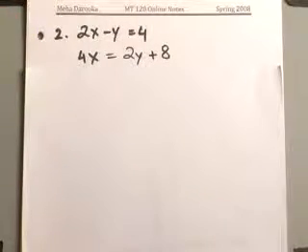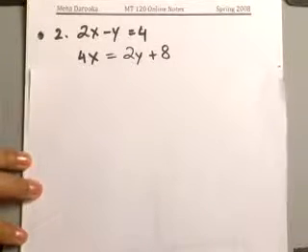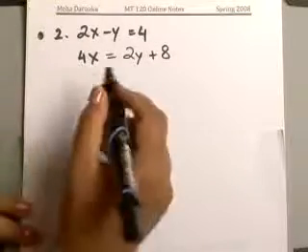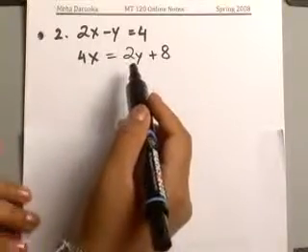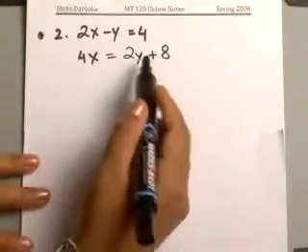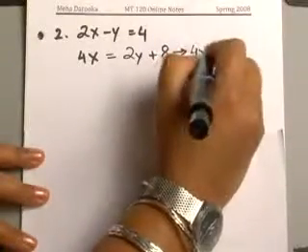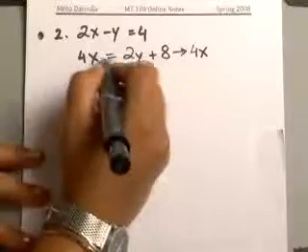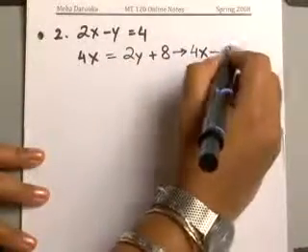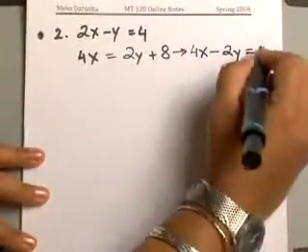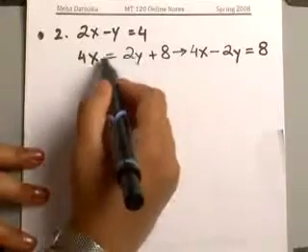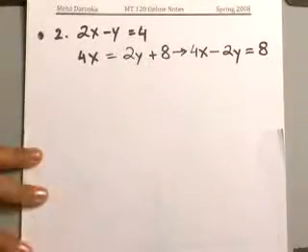Your equations are 2x minus y equals 4, and the other equation is 4x equals 2y plus 8. Now you can see this equation is not in the standard form. You have 4x on one side and 2y on the other. So the first thing we will do is go ahead and write this in the standard form. So that will be 4x, taking your 2y over to this side, we subtract 2y, and that will give you 4x minus 2y equals 8.